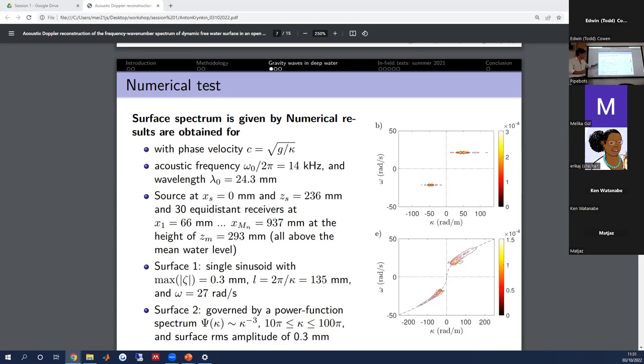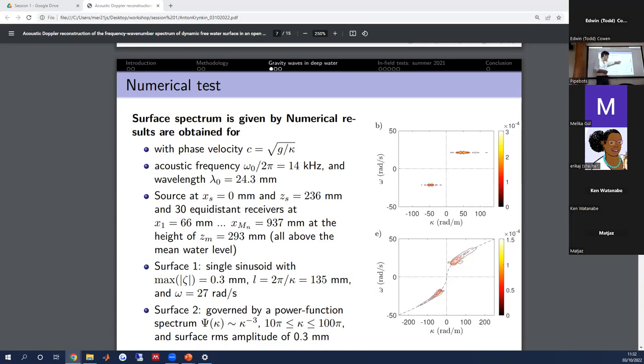For this one, we use a sound frequency of 14 kilohertz, which is not too high, to make sure that the wavelength is larger than the surface elevation, which is 24 millimeters, larger than the surface elevation in this case. Anyway, all these details here, but in case number one we have a sinusoidal surface, which basically is harmonic waves propagating away from us and back.